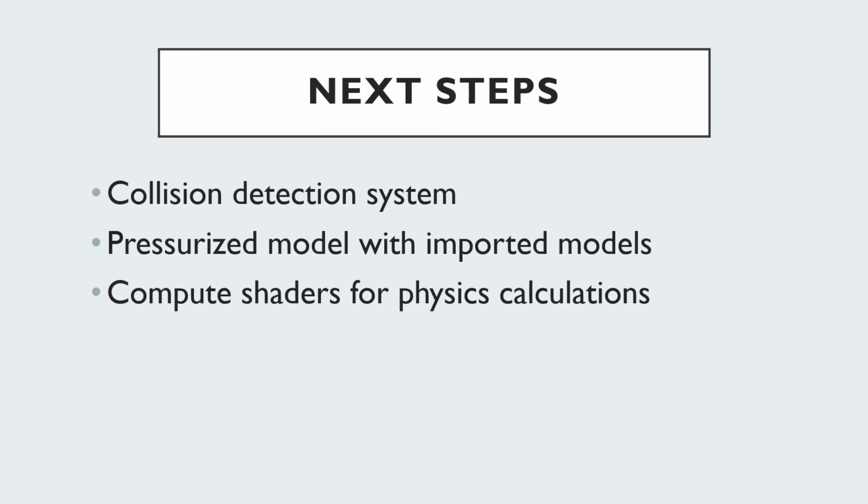The pressurized model could work well with imported models. There's just a lot of corrective work that would need to be done to get those models in the right state. And also compute shaders for the physics calculations. So the physics calculations can all be parallelized because they are all summed and then applied to the vertices. So using a compute shader for that would really help with performance.